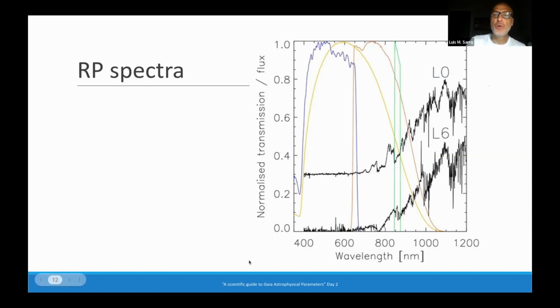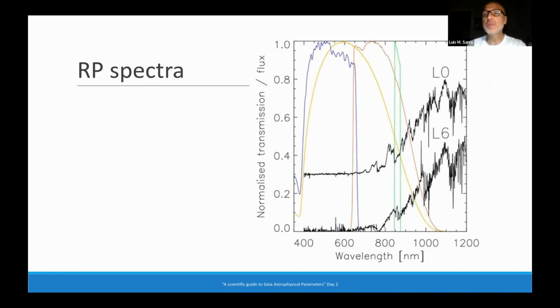In this figure, the x-axis is the wavelength, the y-axis is the normalized transmission for the 3 bands of Gaia. In blue, it's BP. In red, it's RP. In orange, it's the G-band transmission. And superimposed on that, I show the 2 spectra of an L0 and an L6 ultracooled dwarf. This figure is taken from the paper by Ricky Smart that presents the Gaia ultracooled dwarf sample, and it shows you that actually the RP spectrum is just the blue tail of the spectral energy distribution of these sources.